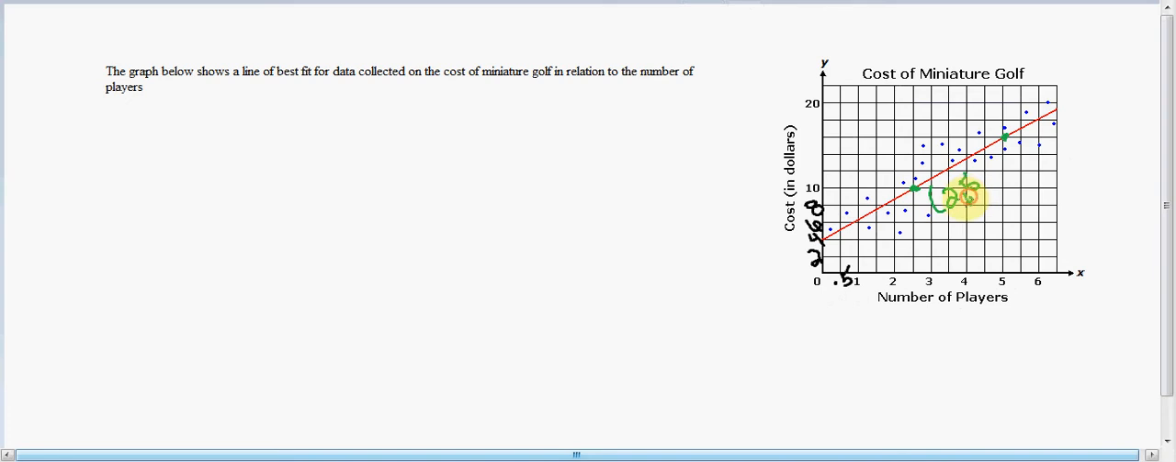2.5 comma 10 and 5, 16. Alright, so we're looking here. Let's see, 12, 14, 16. Yeah, that's right. Alright, so I'm going to write those points down off to the side in order to get the equation of the line. 2.5, 10, 5, 16. Okay, so now I'm going to label my points here. This is x1, y1 and x2, y2.